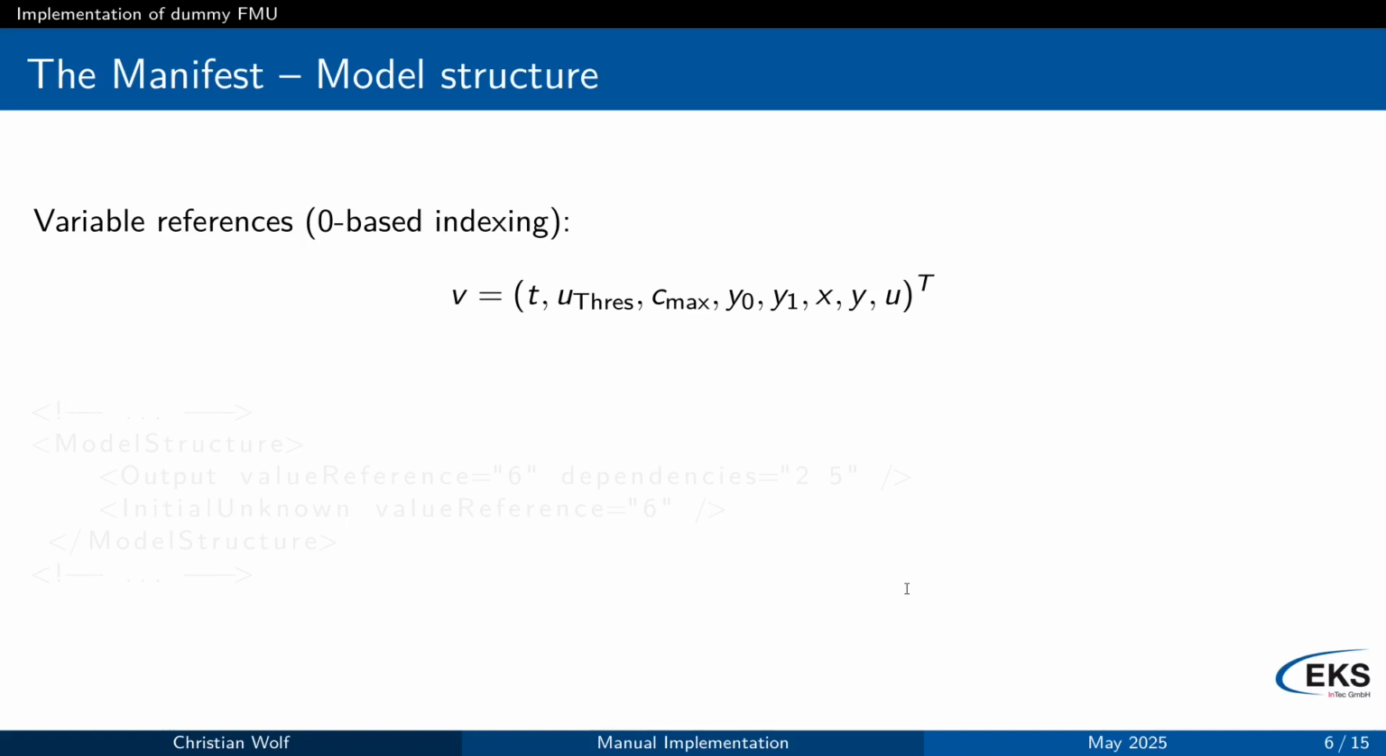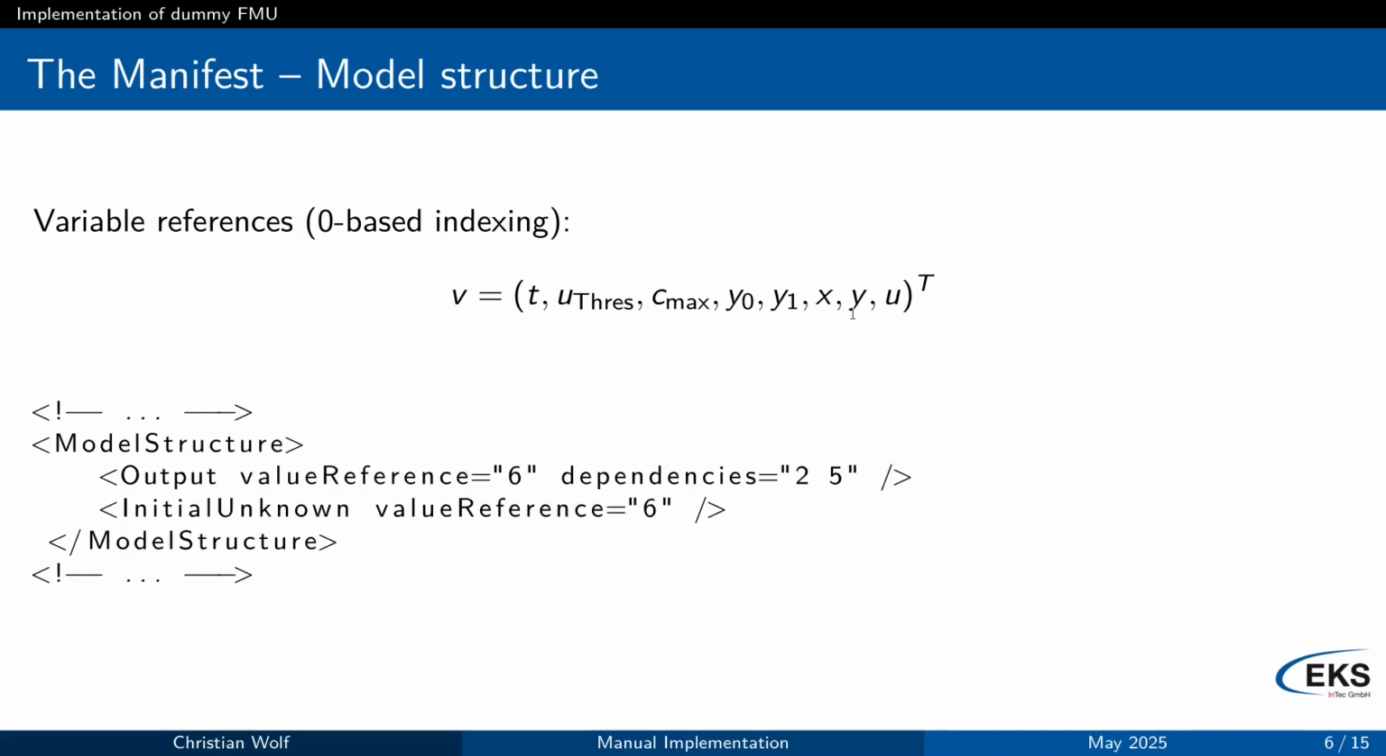Now we have this model structure. Here the variable reference I wrote, as I mentioned in the slide earlier, just for simpler understanding, is just a 0 based vector. So t is 0, uThresh 1, CMax 2, and so on and so on. It's not necessary that you do this zero based. You could put more or less arbitrary value references, so they could be non-contiguous or something like this. This is fine, you just have to stick with it. But here, for the example, it's zero based so that you can easily think of it.